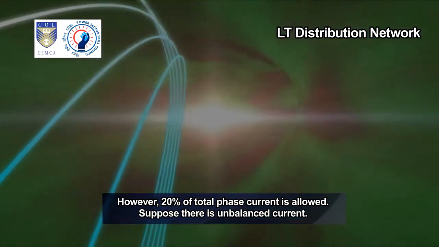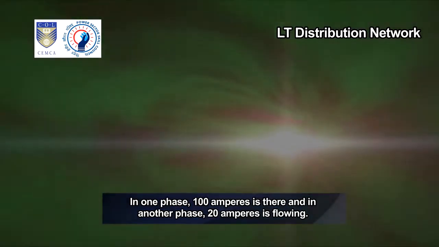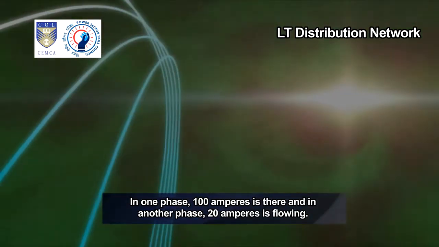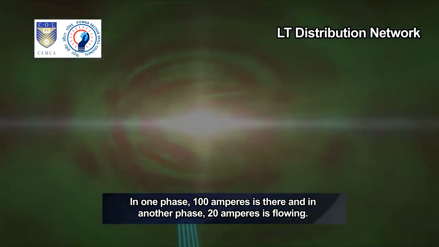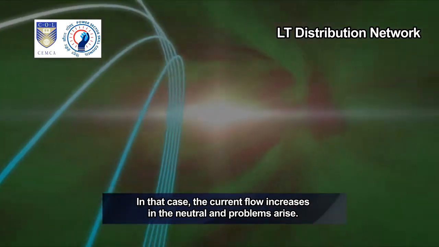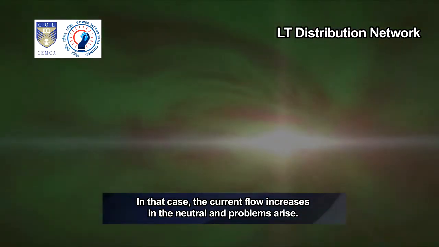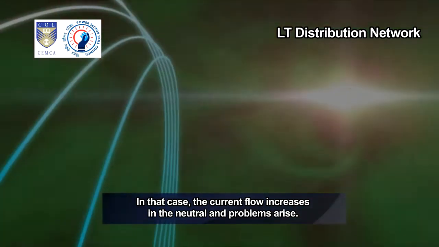Suppose there is unbalanced current. In one phase, 100 amperes is there and in another phase, 20 amperes is flowing. In that case, the current flow increases in the neutral and problems arise.